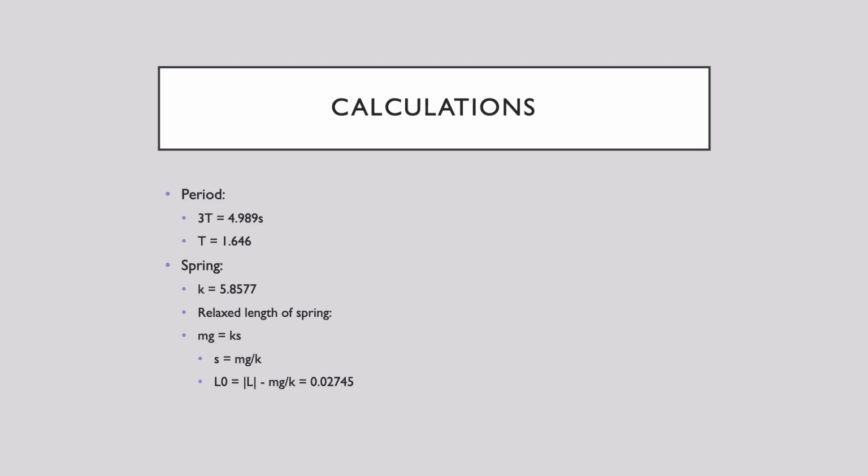So here are the calculations we did for our GlowScript model. Our period was found by taking the time for 3 complete periods and averaging it out, so we have 1.646 seconds. The spring constant was found using the formula I showed you on the last slide, so the spring constant is 5.8577. The relaxed length of the spring was found by setting the magnitude of the gravitational force equal to the magnitude of the spring force, rearranging to find s, and then rearranging s to find the relaxed length, which was 0.02745 meters.